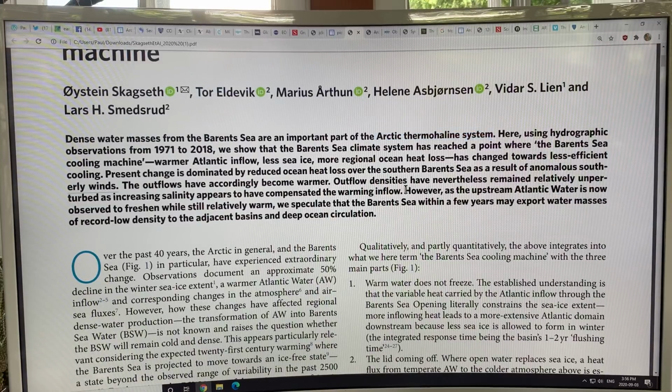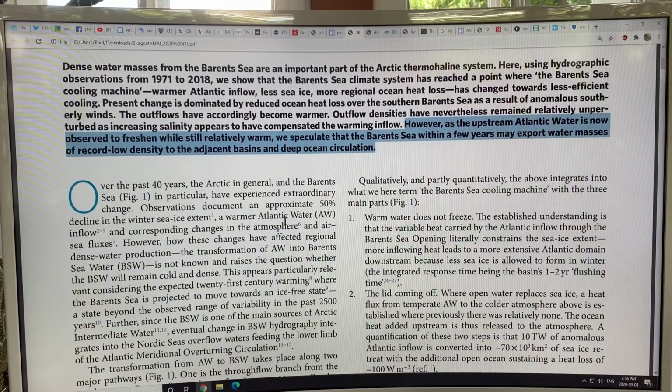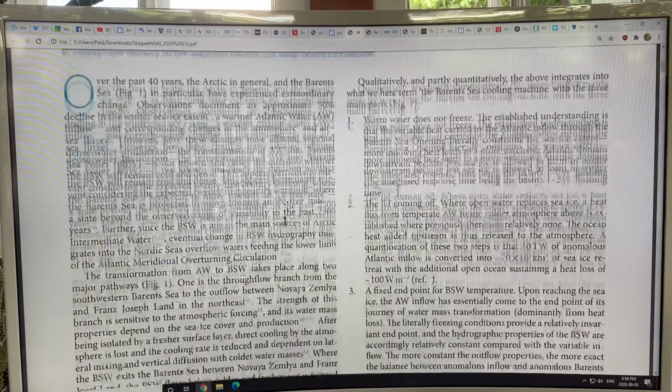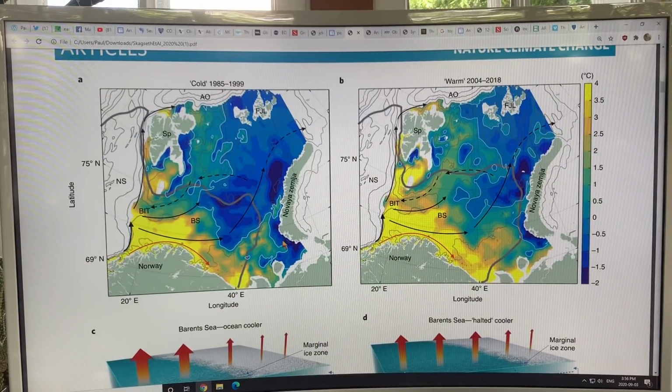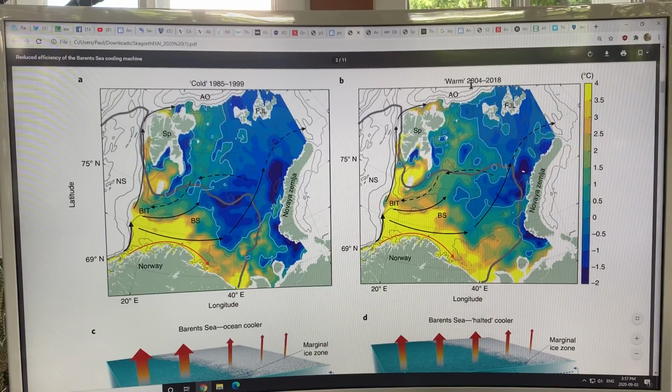As the upstream Atlantic water freshens while it's still relatively warm, we speculate that the Barents Sea within a few years may export water masses of record low density to the adjacent basins and deep ocean circulation. In other words, the AMOC will get weaker and weaker and weaker. Okay, so this is an example here. This is a good image. This is the cold 1985 to 99 case, and this is the warm 2004 to 2018 case. This is Novaya Zemlya. This is Norway.